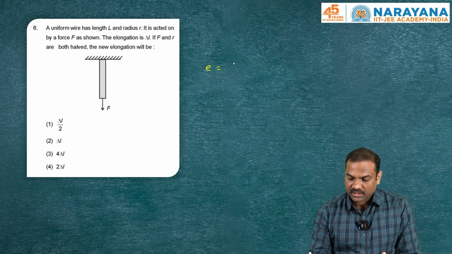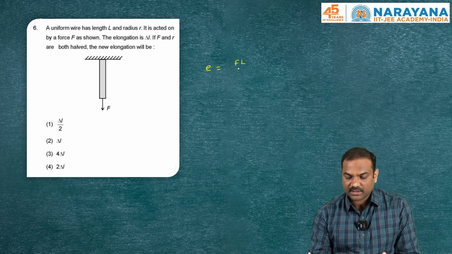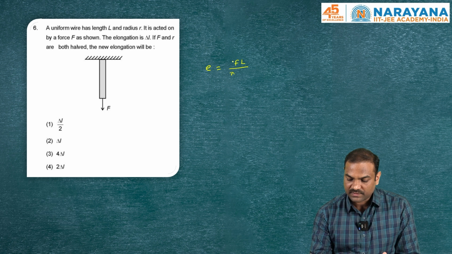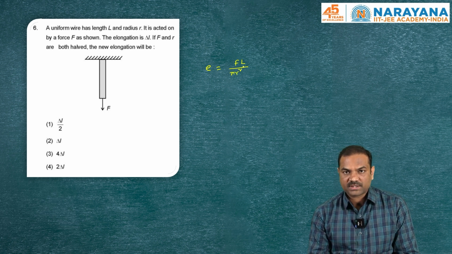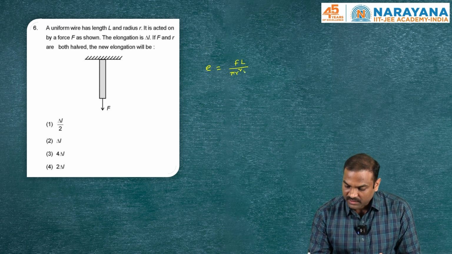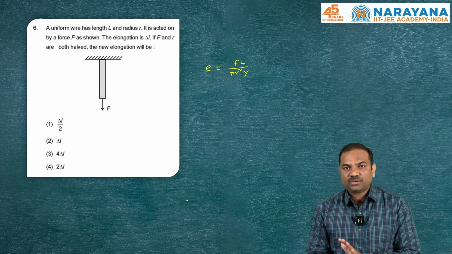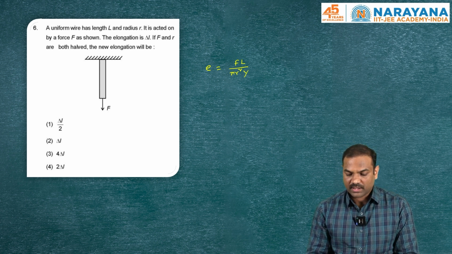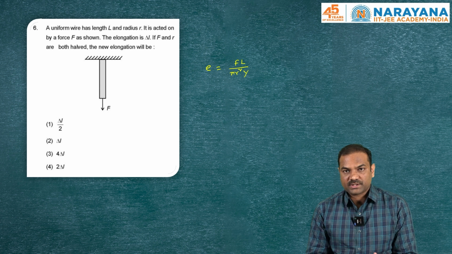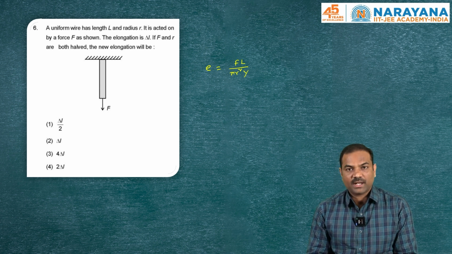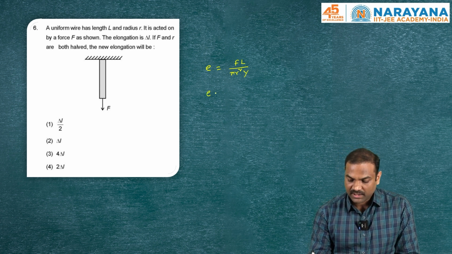Elongation can be written as force into length of the wire by area of cross section, which is nothing but pi r square, into Young's modulus. I directly wrote the area of cross section as pi r square. As we are using the same wire, there is no difference in Young's modulus. If you see the question, they are changing only the force and not the length. So that's why I'm writing elongation is directly proportional to force by r square.